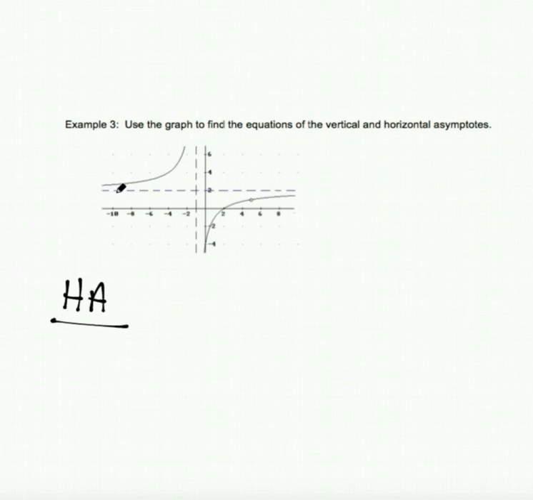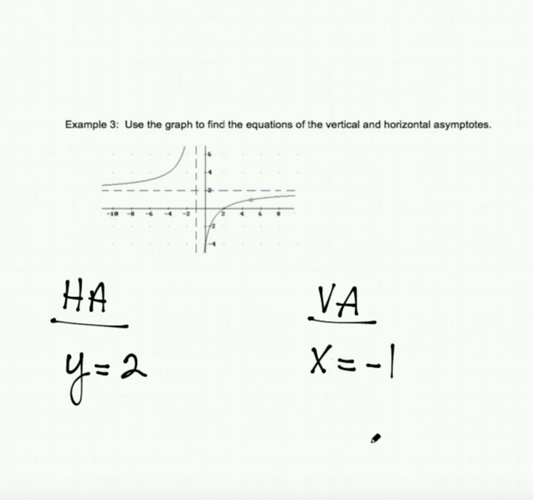So let's find our horizontal asymptote first. This horizontal dotted line, you can see, crosses through the y-axis at positive 2. So my horizontal asymptote is simply y equals 2. Now my vertical asymptote is this vertical dotted line, and I can see that that vertical line crosses through negative 1. So my vertical asymptote is x equals negative 1.